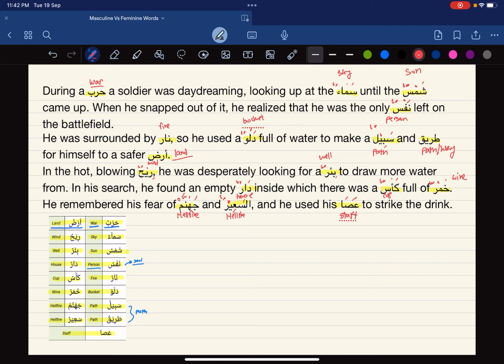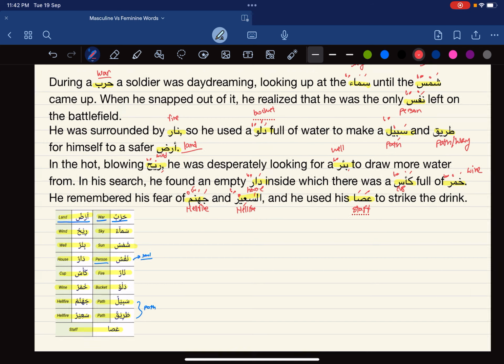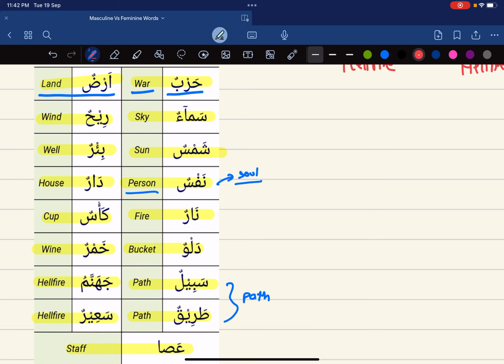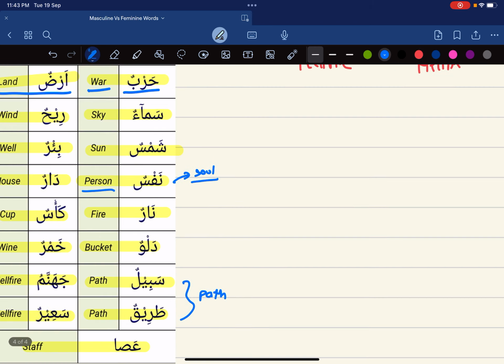There we go. You see, these words here are all feminine words. I can't remember particular examples here, but let's look at the word Jahannam.